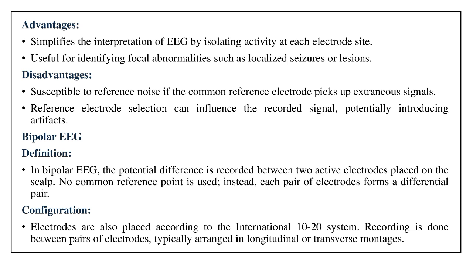Bipolar EEG. Definition. In bipolar EEG, the potential difference is recorded between two active electrodes placed on the scalp. No common reference point is used, instead, each pair of electrodes forms a differential pair. Configuration. Electrodes are also placed according to the International 10-20 system. Recording is done between pairs of electrodes, typically arranged in longitudinal or transverse montages.